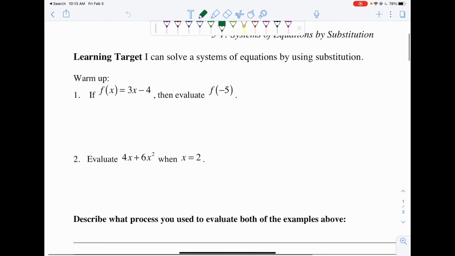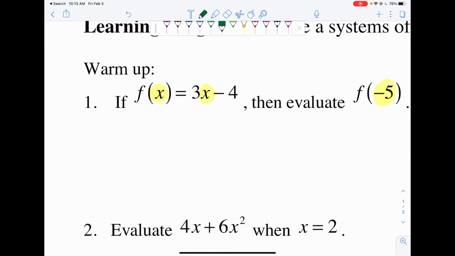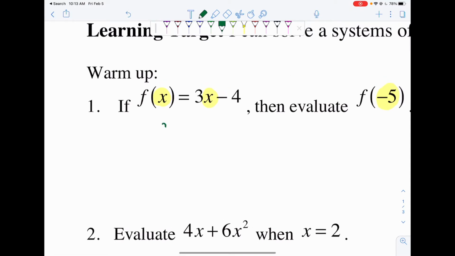Our warm-up today is going to be evaluate these two questions. So number one, if f of x is equal to 3x minus 4, then evaluate f of negative 5. So ladies, what that means is everywhere I see an x, I'm going to put a negative 5. One thing I want to caution you is that whenever you plug in a number, you need to wrap that number in parentheses. So when I plug in my negative 5, I need to put that negative 5 in parentheses, just like I did right here.